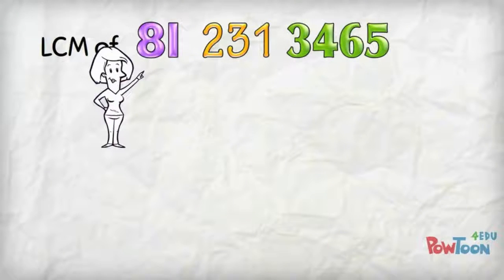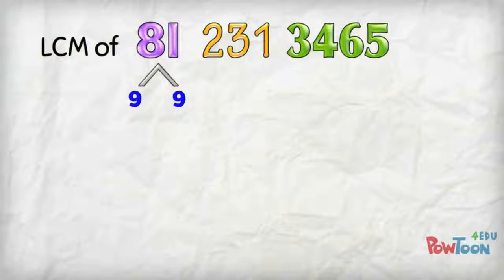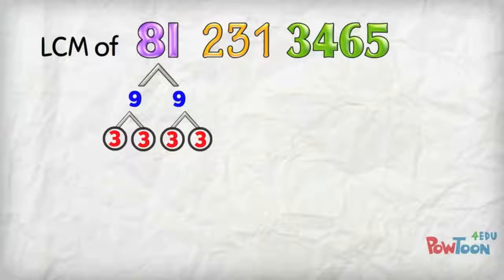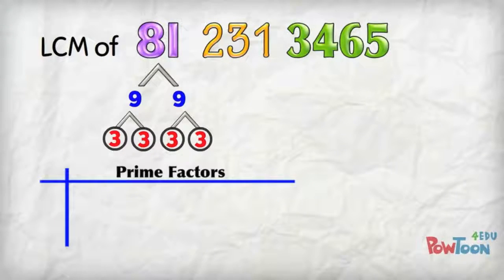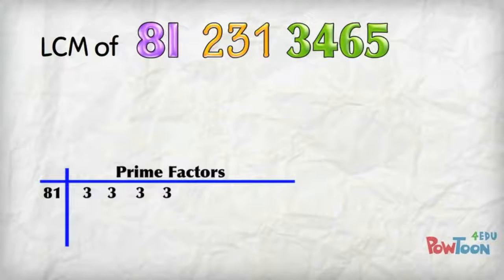Start with the prime factors of 81. 81 comes from 9 times 9. 9 is from 3 times 3. Those are the primes, and it's the same for the other 9. Note down the prime factors in a quick table. And now I can clear the working area off.